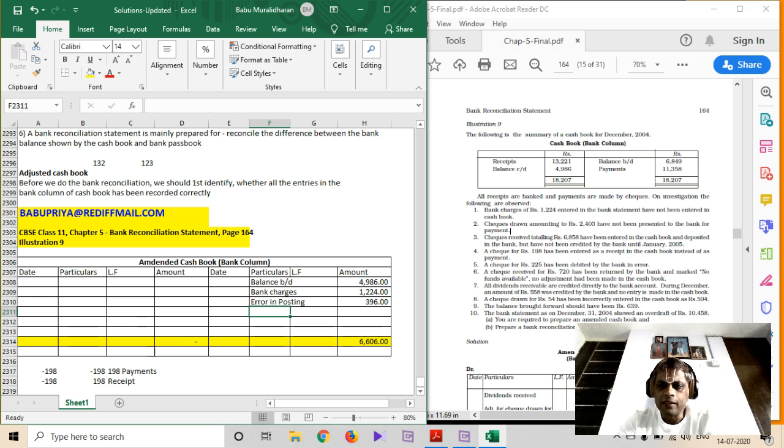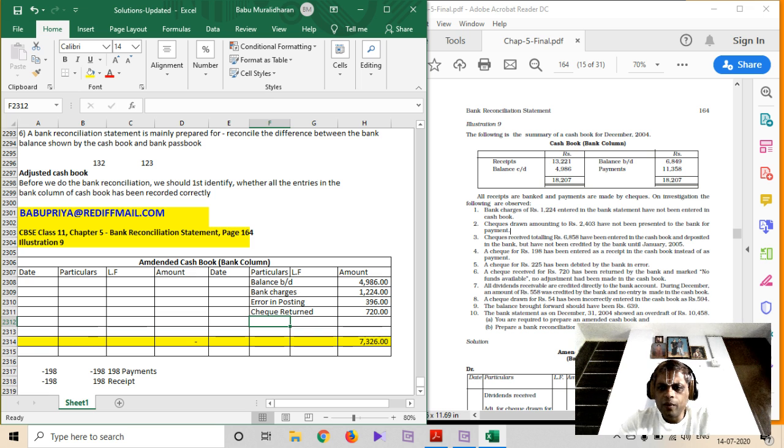A check received for rupees 720 has been returned by the bank and marked no funds available. No adjustment had been made in the cash book. So we have to make an adjustment now. It is a check returned. We have received a check, we have deposited it into the bank, and the bank has returned the check as if there is no collection, there are no funds available with the person who has issued the check to us. So we have to credit the cash book bank column, 720. When we get a receipt, obviously we will debit it, and when that gets deposited and the check gets bounced, returned by the bank, obviously it should be credited.